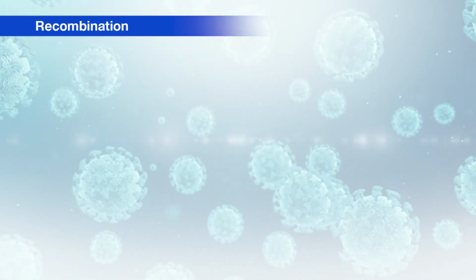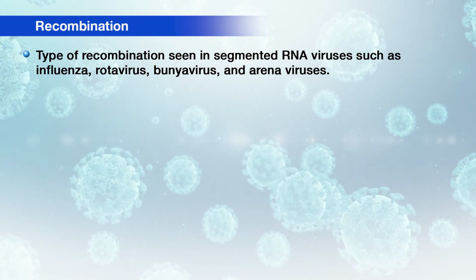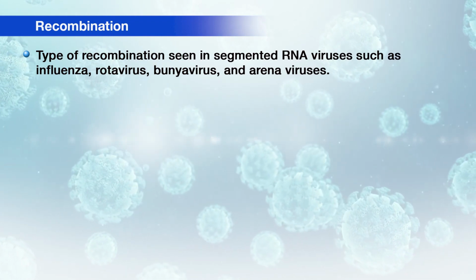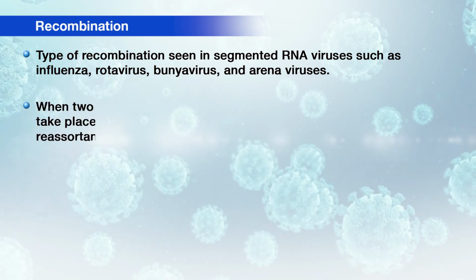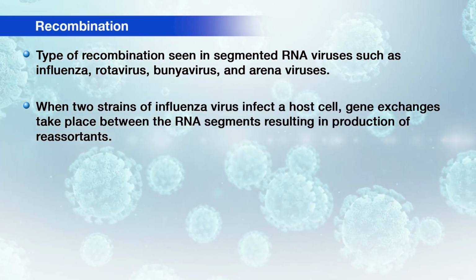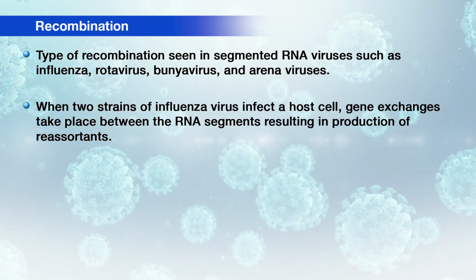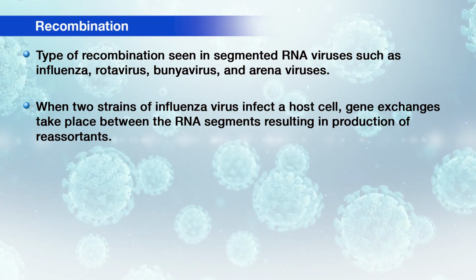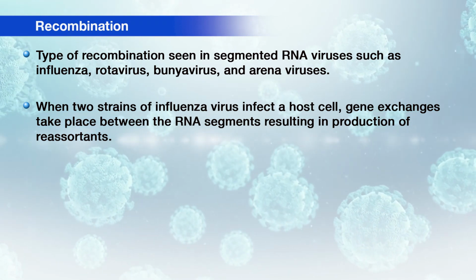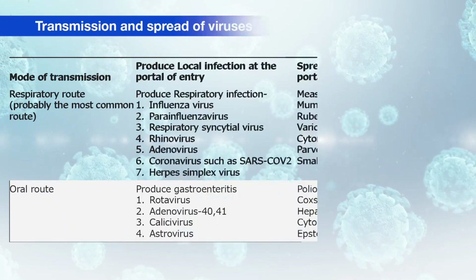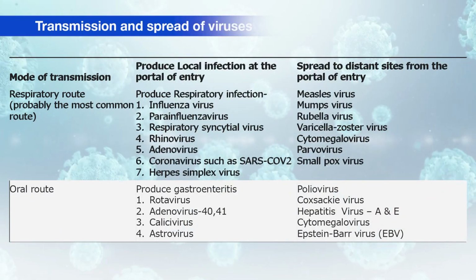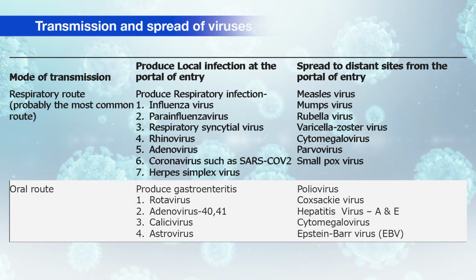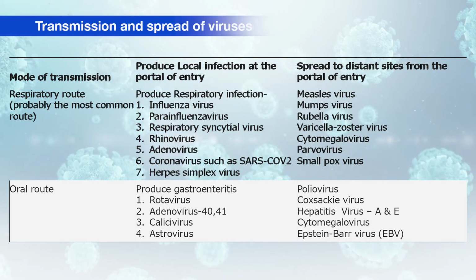In recombination, you are able to see this in segmented RNA viruses like influenza, rota or arenavirus. In this, two strains of influenza virus infect a host cell. Gene exchange takes place between them in the RNA segments, resulting in production of reassortants. A property of viral interference is also seen in the interaction of the viral and host.